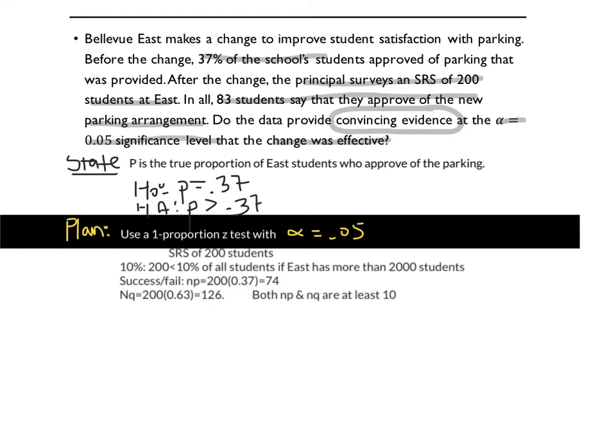For our plan step, we're going to use a 1-proportion z-test with an alpha of 0.05. We are given here that the sample was a random SRS of 200 students. For the 10% condition, 200 students is less than 10% of all students if East has more than 2,000 students. Success/fail: n times p, 200 times 0.37 is about 74, and 200 times 0.63 is about 126. So both np and nq are at least 10, so it's good to go on.